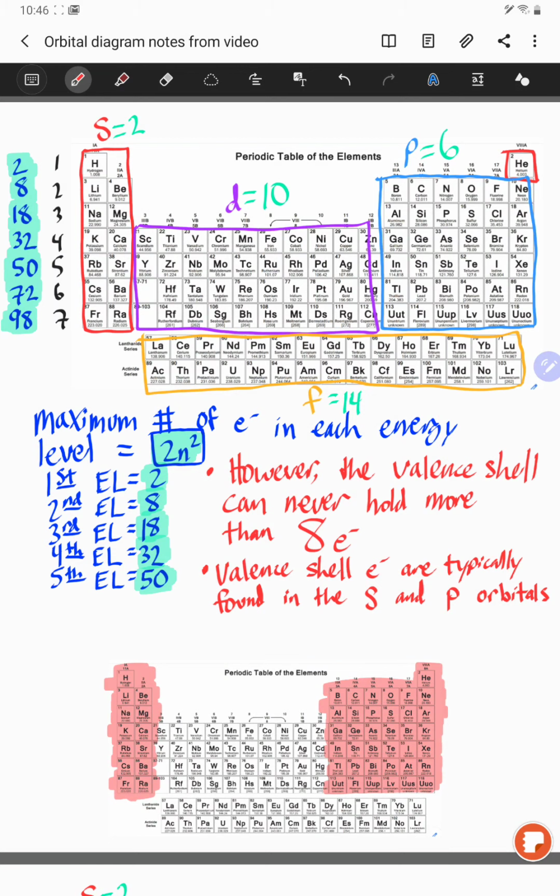So there's actually a formula to determine the maximum number of electrons in each energy level, and that formula is represented by this equation here, 2n squared. And if you're not sure how to do the math on that, all you're doing is n is going to represent the energy level.